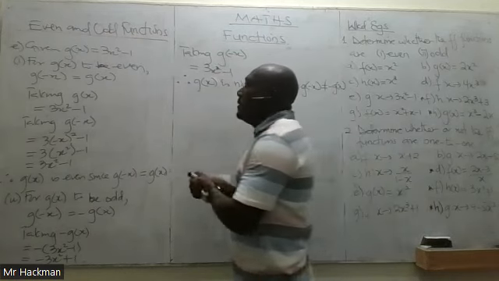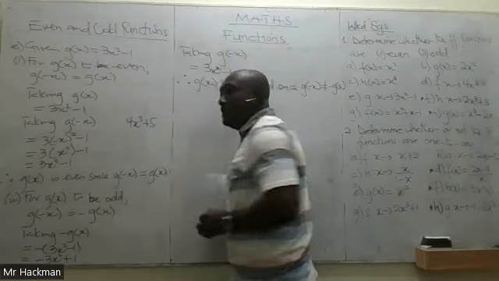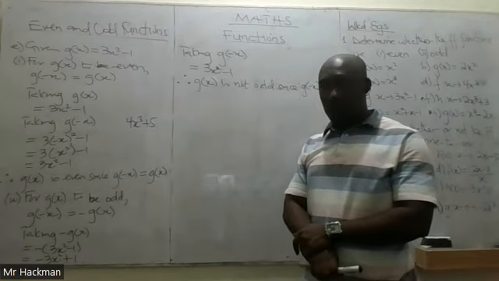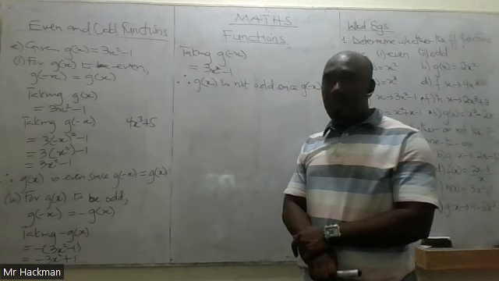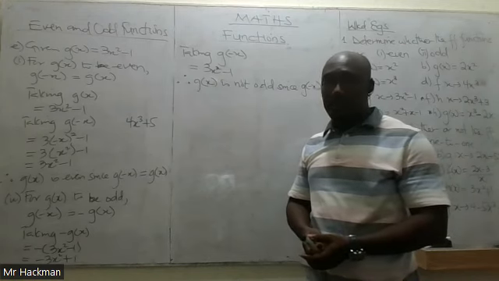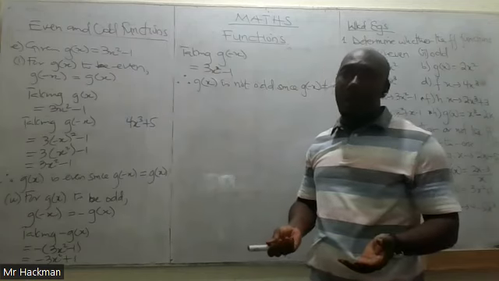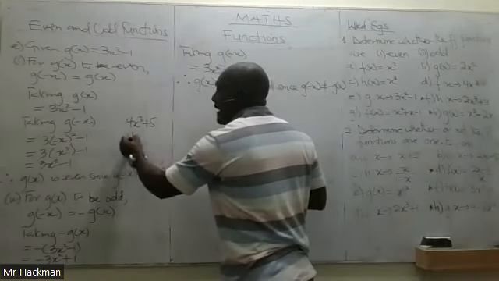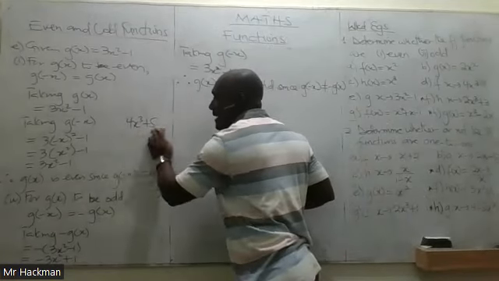Assuming I give you 4x cubed plus 5, what type of function would this be in terms of even and odd? By inspection, before you even start, it will be odd. Why? Because the power of the variable is odd, as simple as that, and there is only one term. Let me move on.